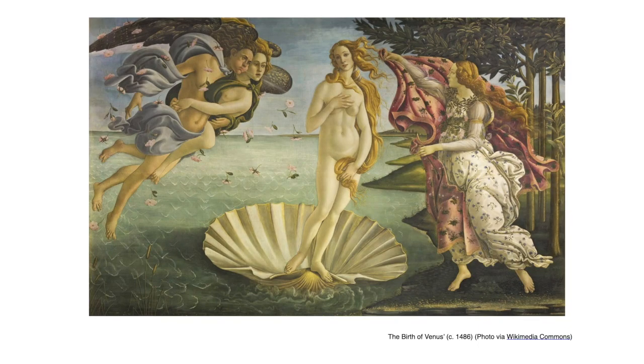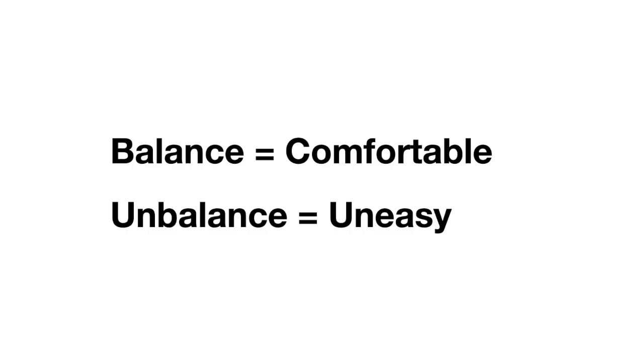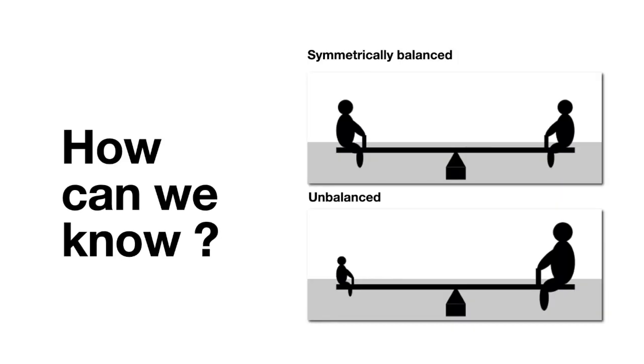How about this one? The center line is here, but actually it's not at the center, right? But it gives a feeling of balance. And here, the line is actually off to the left a bit, but overall, it still feels balanced. All in all, balance is a comfortable feeling and unbalanced is an uneasy feeling.